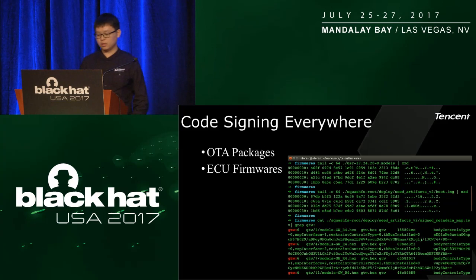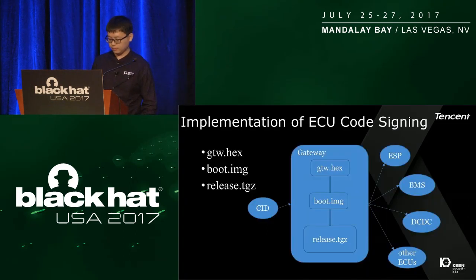After we bypassed the integrity check and reprogrammed our own firmware, Tesla introduced the code signing mechanism to protect against this kind of attack. Nowadays, code signing is heavily used in Tesla cars. You can find the signature data in different files, like the OTA package, the ECU firmware, and so on. Code signing is mainly used in the OTA update process to protect the ECU from executing unauthorized code.